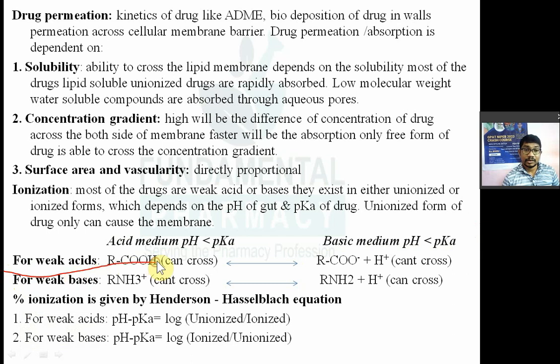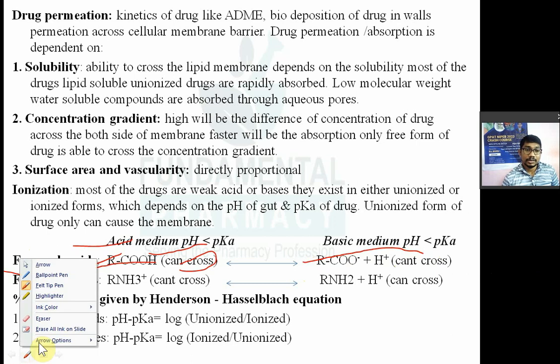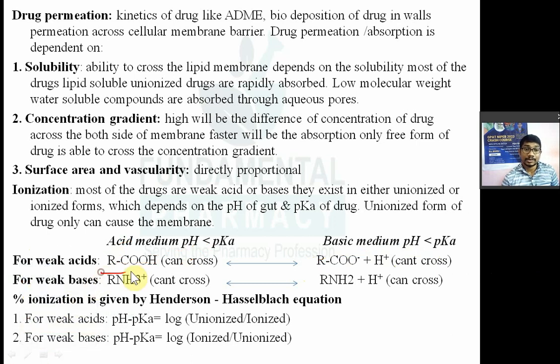ठीक है, तो weakly acidic drugs are absorbed from the stomach, right? When a weakly acidic drug goes into the intestine, what will happen? There is ionization of that. RCOOH is the unionized form of the drug, which is lipid soluble, and it can easily be absorbed from the stomach. Now the same drug goes into the intestine and there is ionization, RCOO minus plus H plus, and that's why the ionized form of the drug is less lipid soluble and does not easily cross. That's why weakly acidic drugs are absorbed from the stomach and not from the intestine.